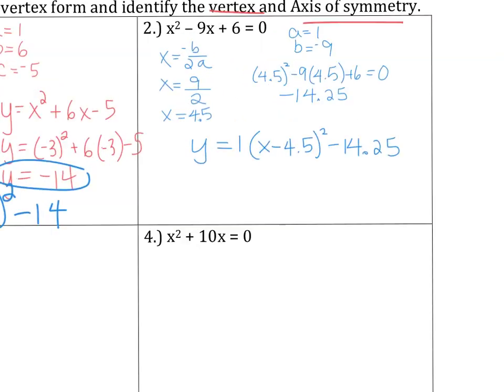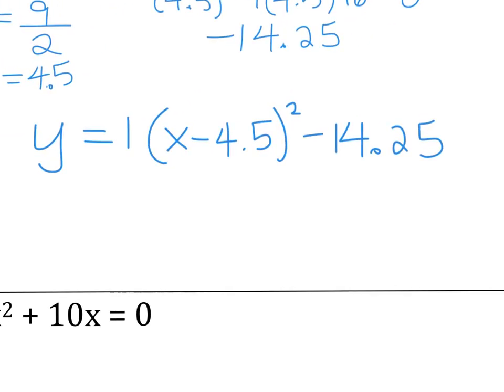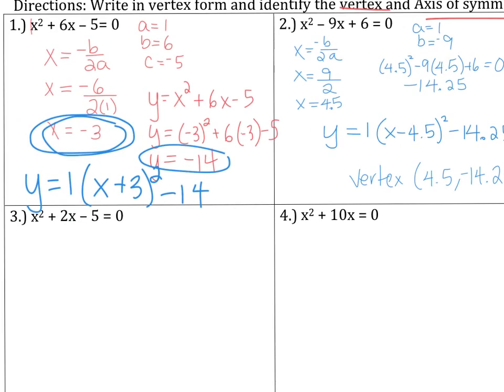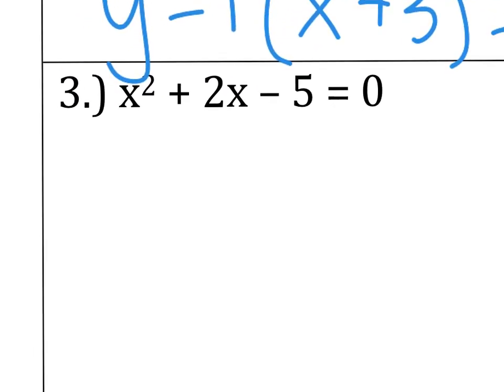In this case, let's just clarify something. My vertex is actually 4.5 and negative 14.25. And my vertex on the last one would have said negative 3 and negative 14. Okay, let's try it again.